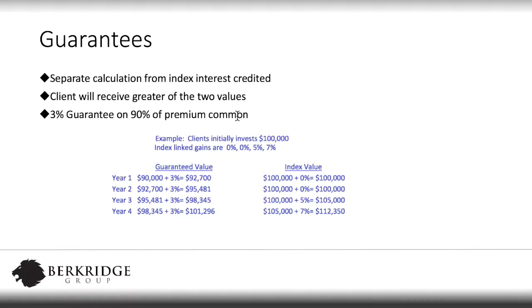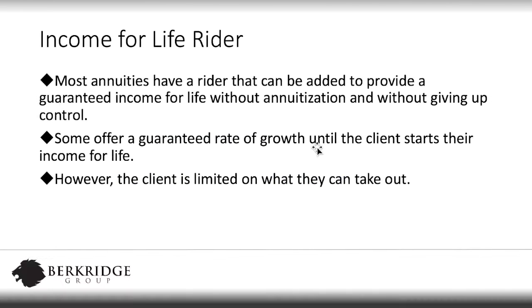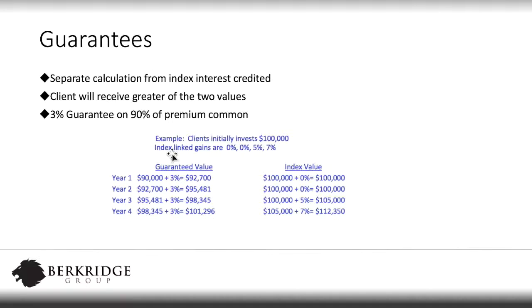The client is going to receive the greater of two values: either the index value, or a 3% guarantee on 90% of premium. So here's what happens. This is our index value, and this is our guaranteed value. The assumption here is the different lengths of 0, 0, 5, and 7.